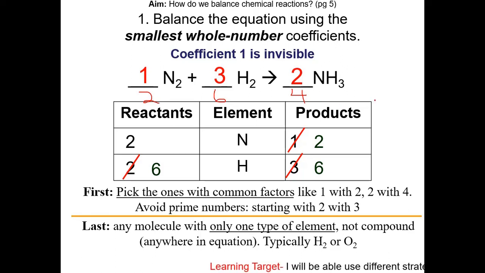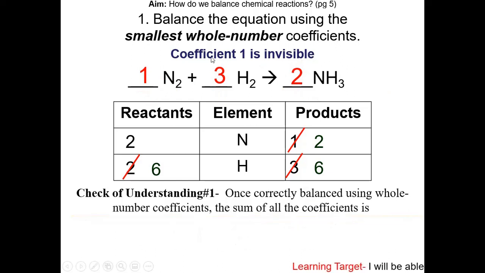This is not the smallest whole number coefficient, even though the conservation of mass is observed with 2, 6, 4. You have to reduce everything by the greatest common factor, which is 2 in this case. So you divide everything by 2, and you'll get 1, 3, 2 as your final answer.